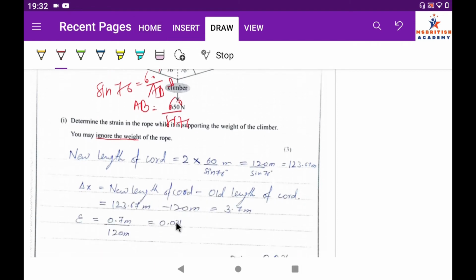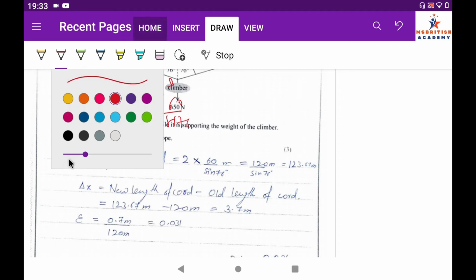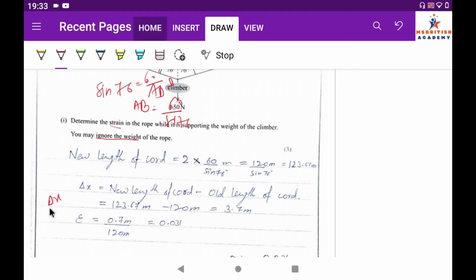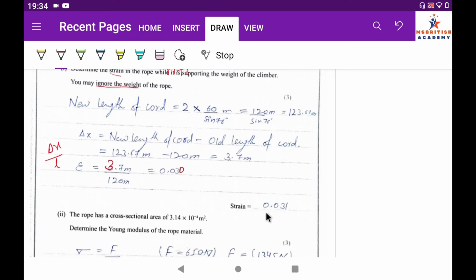So what is the change in the length? New length minus old length is 123.67 meters minus 120. The change in the length is 3.7 meters. Okay, so the strain will be equal to the change in length upon original length. It will be 3.7 meters, and after calculating we will get 0.03. So you can write here strain as 0.03.